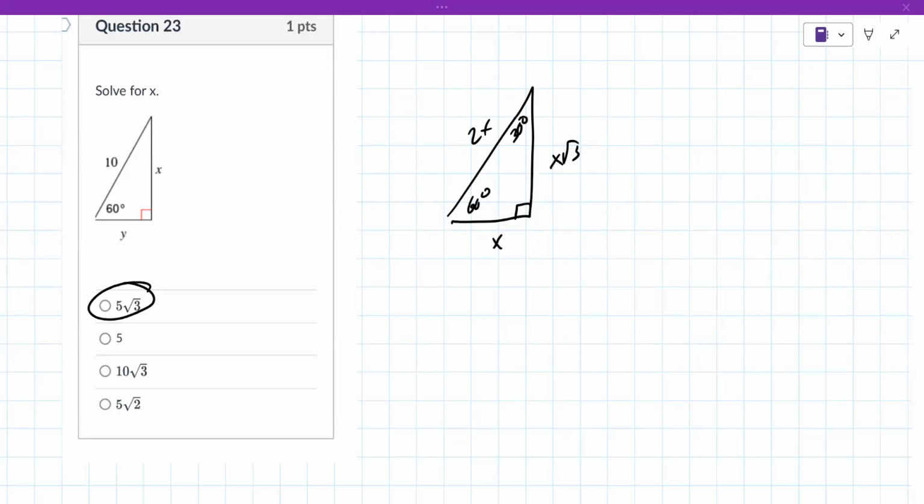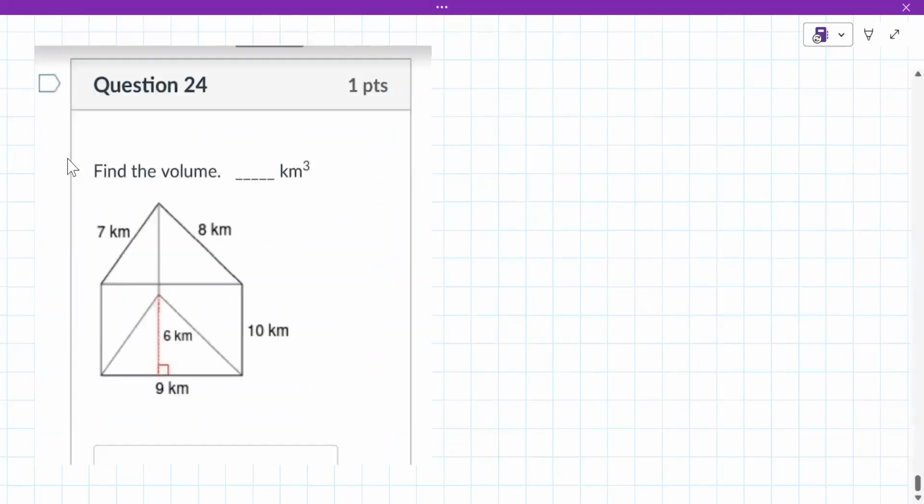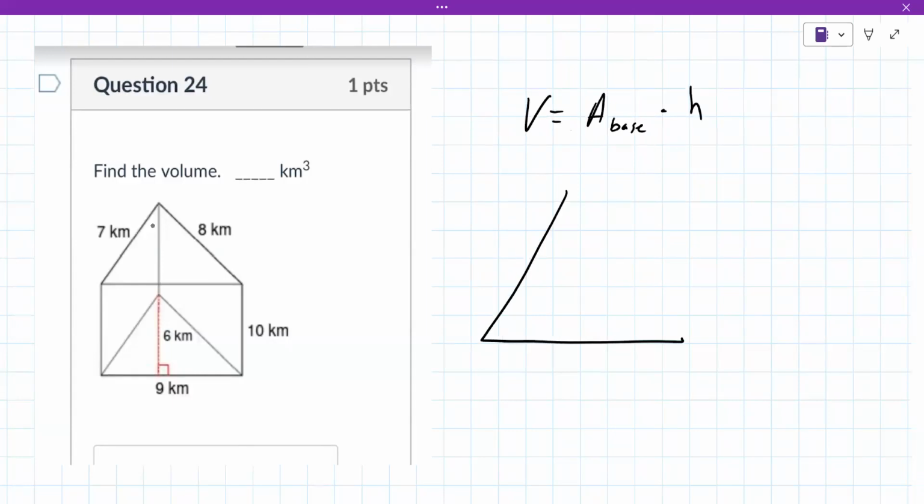All right, 24. Find the volume. This is a triangular prism. The volume is the area of the base times the height. I recommend drawing the base, labeling it, and finding its area. What is the area of the base?